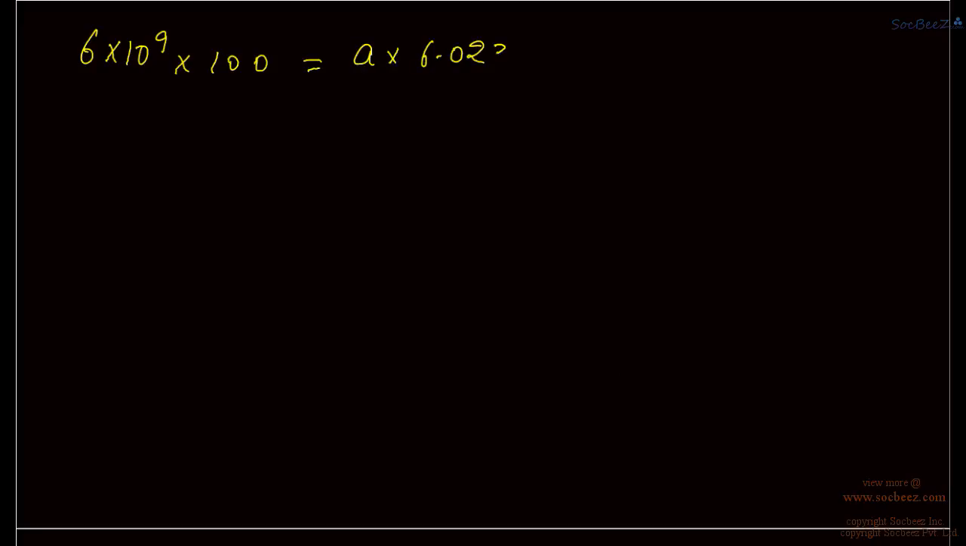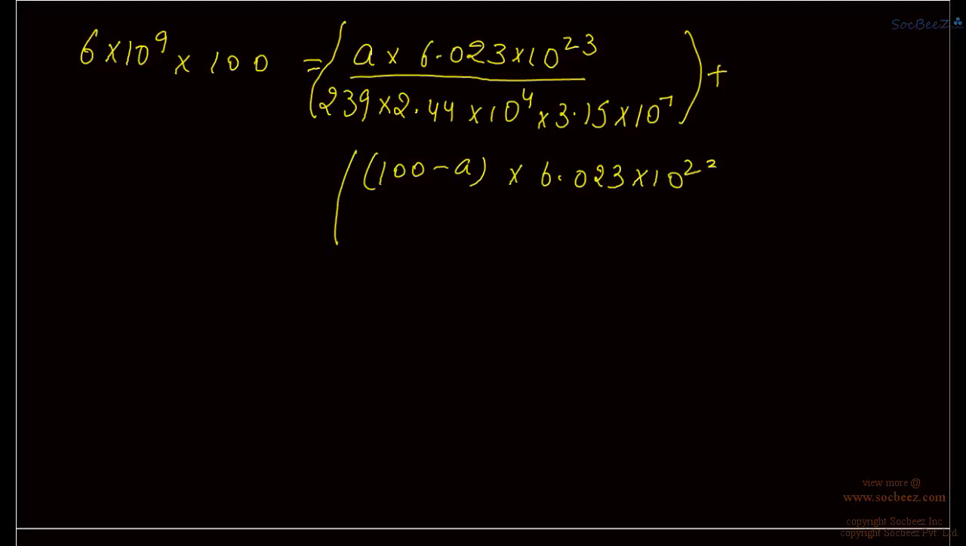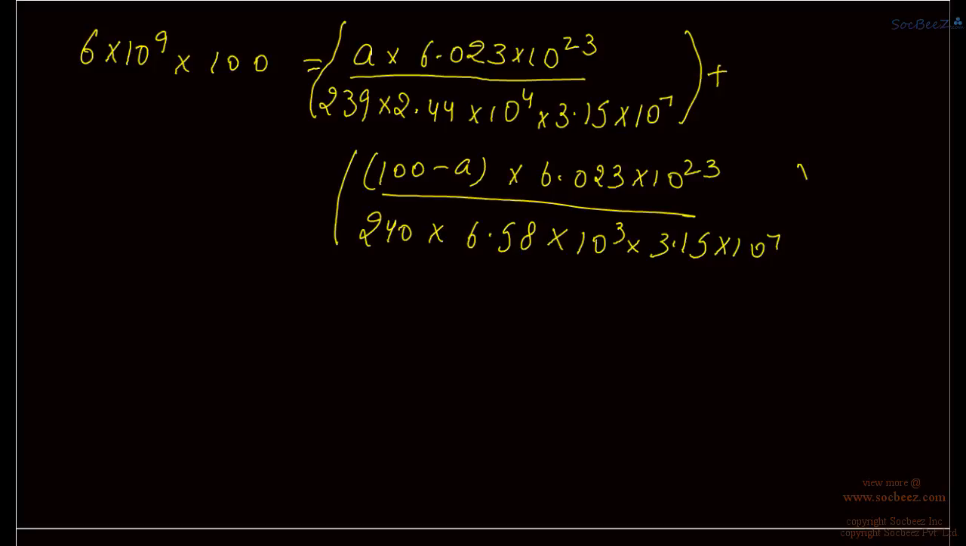So 6 into 10 raised to the power 9 into 100 equals A into 6.023 into 10 raised to the power 23 upon 239 into 2.44 into 10 raised to the power 4 into 3.15 into 10 raised to the power 7, plus the amount 100 minus A into 6.023 into 10 raised to the power 23 upon 240 into 6.58, that is the half-life, into 10 raised to the power 3 into 3.15 into 10 raised to the power 7.